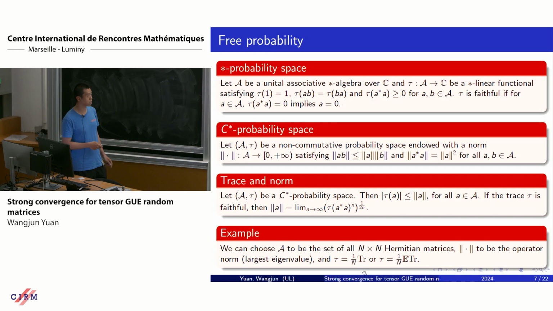And the trace here is to be the normalized trace. That's the trace is the sum of the diagonal entries, and we divide it by the dimension. Here the normalized is because we require tau of 1 equals 1. And the 1 in the algebra here should be the identity matrix. So we should have a normalized constant 1 over the dimension. And in probability, in some sense, we may choose the tau to be 1 over n times the expectation of the trace. That's the expectation of the normalized trace.